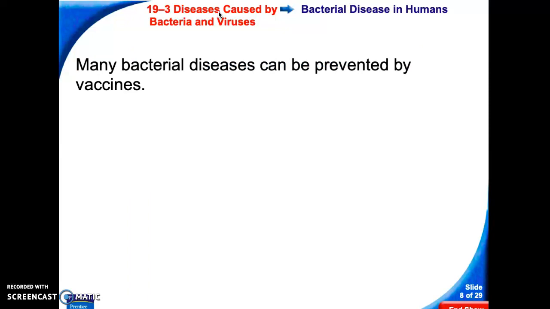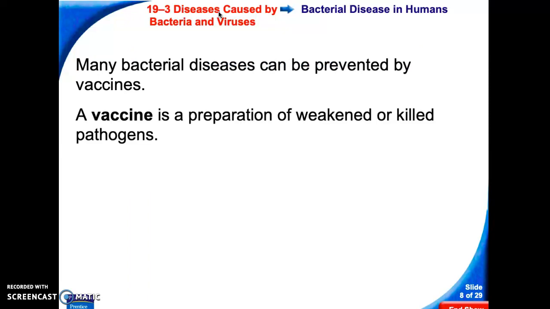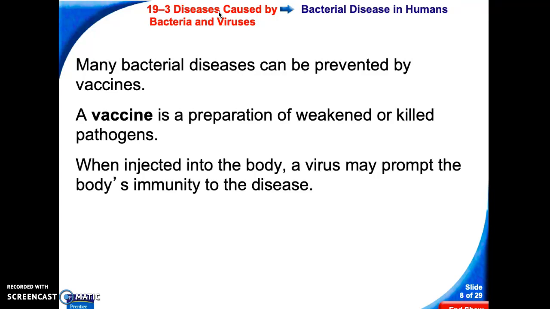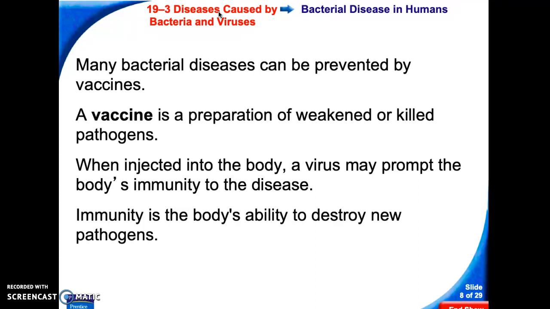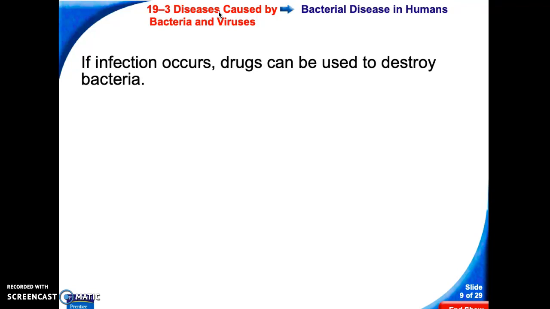And so many bacterial diseases can be prevented by taking a vaccine. So a vaccine is a weakened or a killed pathogen. Basically, it's exposing your body to the bacteria, but in a non-harmful way. And it wants your body to recognize it, that, oh, it's bad and I need to make something against it. That way, if you were to see it again and see the full strain of it, then your body would know how to fight it off. Okay? So when it's injected into the body, a vaccine can then prompt the body's immunity for the disease, and it could help it destroy the new pathogens.